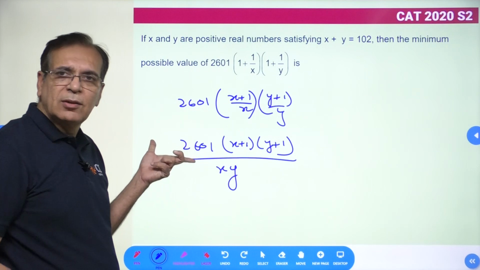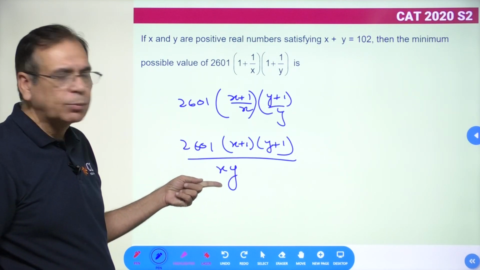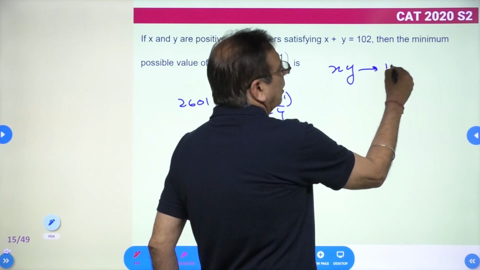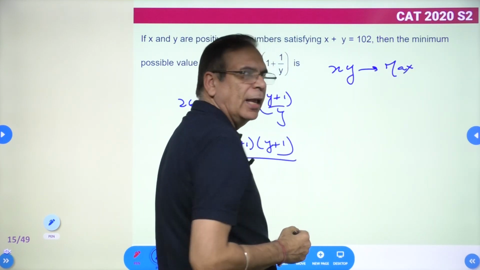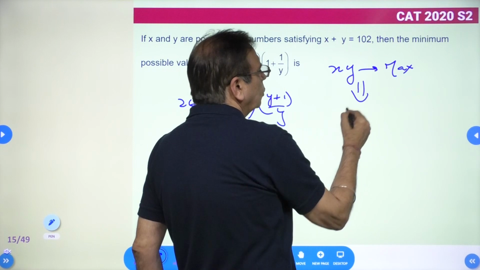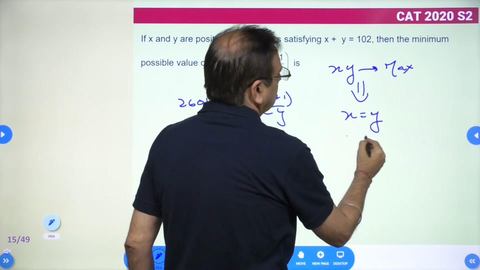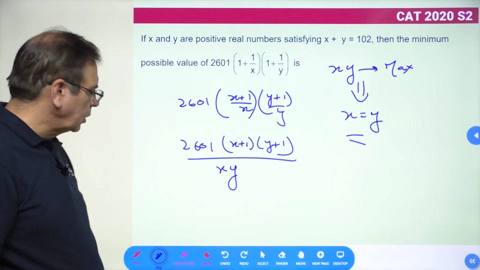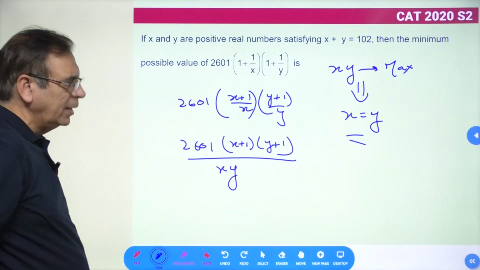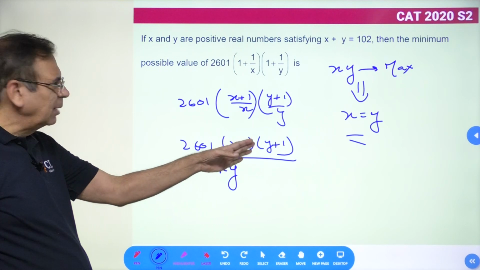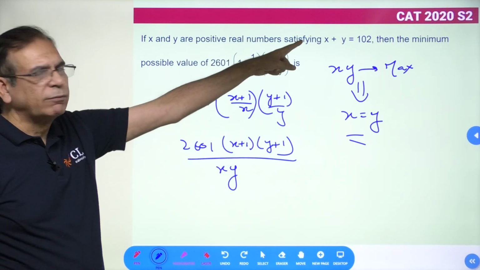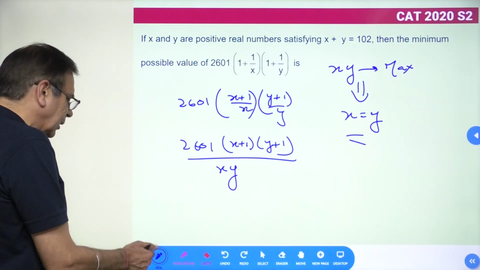Now to minimize this, what will we have to do? xy should be as high as possible. When will xy be maximum? x into y has to be maximum. For xy to be maximum, what do you need to do? x equal to y. For xy to be maximum, x should be equal to y is what you should have used here if you want to work this way. But this is a waste of time; it is better to see it directly. This is 51 square and that is 51 plus 51. Plug in the value and get the answer.